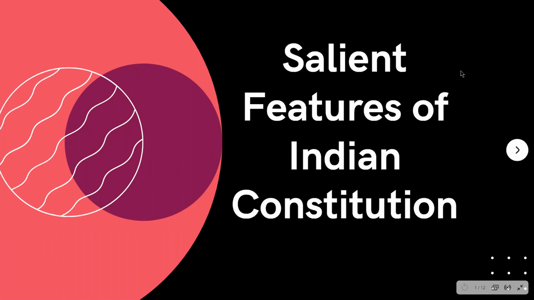So my topic for today is salient features of the Indian Constitution. The Constitution is considered federal in nature and unitary in spirit, and it has features of a federation, including a codified constitution, a tiered governmental system, division of powers, and all of that.